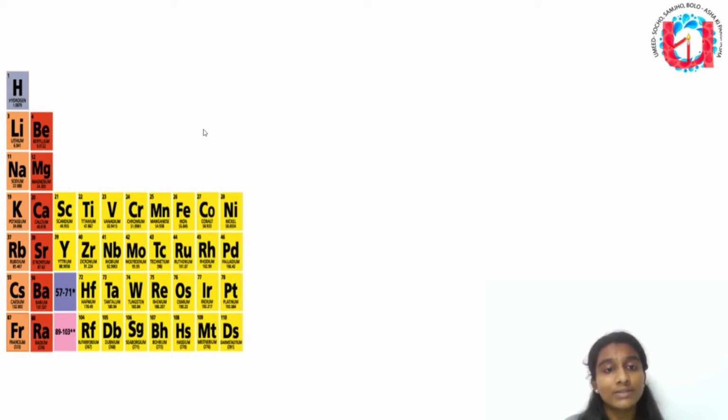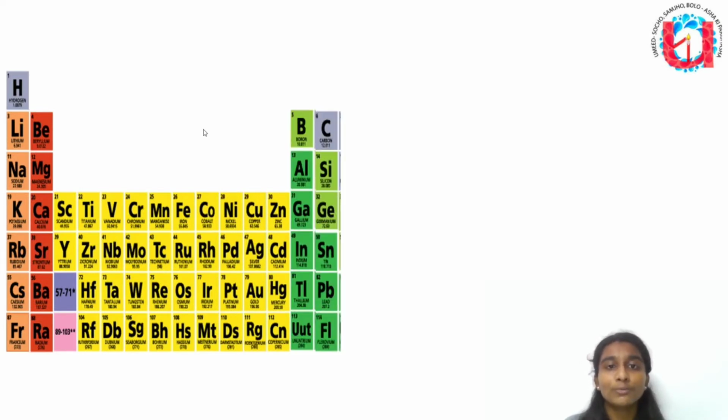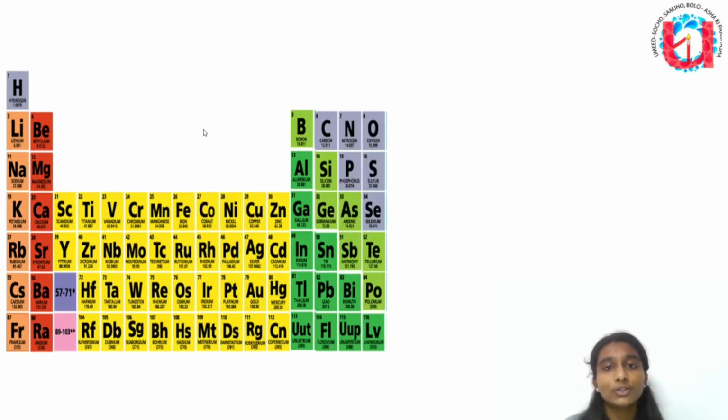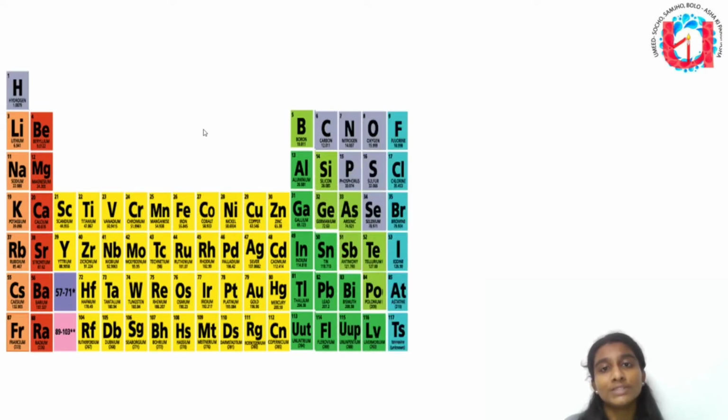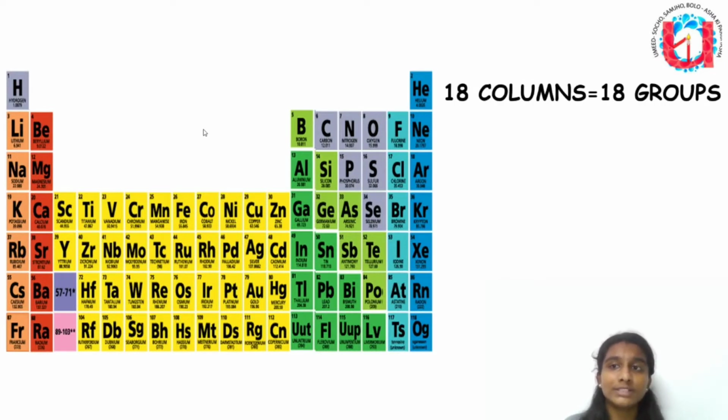Group 10 with nickel. Group 11 with copper. Group 12 with zinc. And group 13 starts with boron. Group 14 starts with carbon. Group 15 with nitrogen. Group 16 with oxygen, group 17 with fluorine, group 18 with helium. So there are 18 columns, therefore 18 groups in the periodic table.